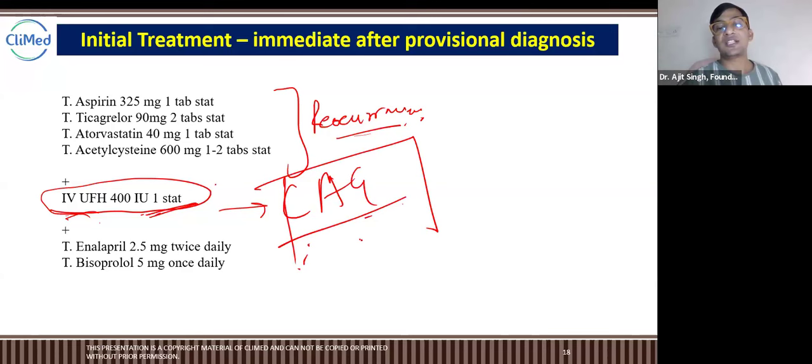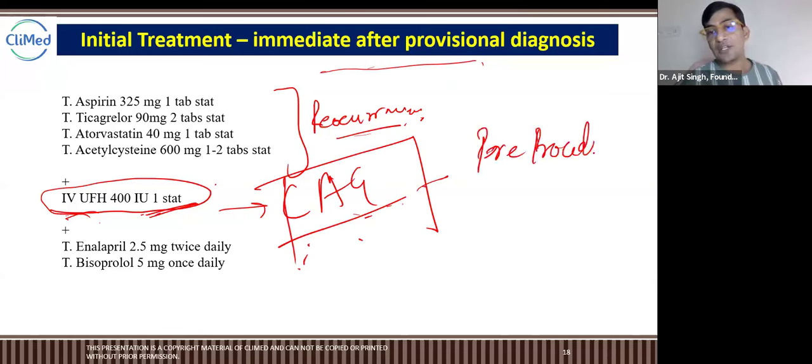Patient has to go for CAG. Right? Immediately after provisional diagnosis. This was the initial treatment. Patient has to go for CAG. So, UFH is given pre-procedural, okay, and not only this, sometimes peri-procedural.